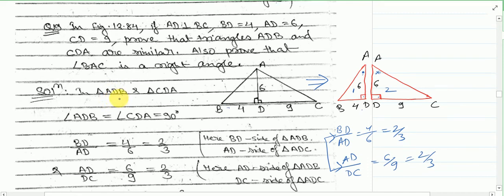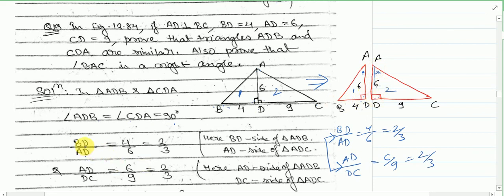This is what you are supposed to write. So in triangle ADB and triangle CDA, these two triangles, 90 and here also 90. So angle ADB is equal to angle CDA, that is 90. Okay, and then BD upon AD. So here BD from the first triangle and this is second. So like you can imagine like this. So BD is of this triangle and AD of this triangle.